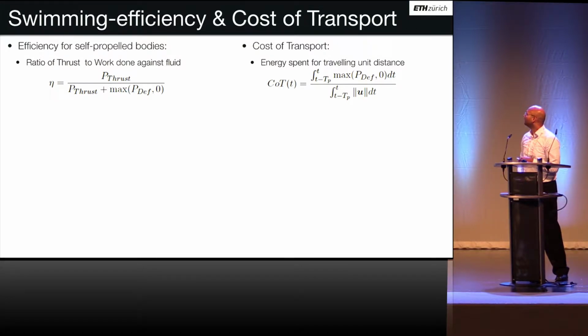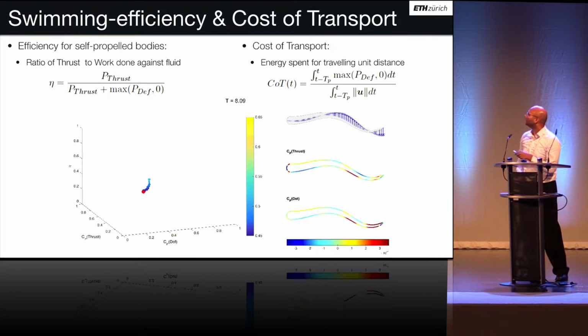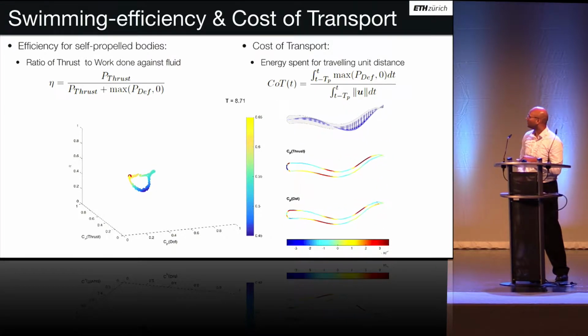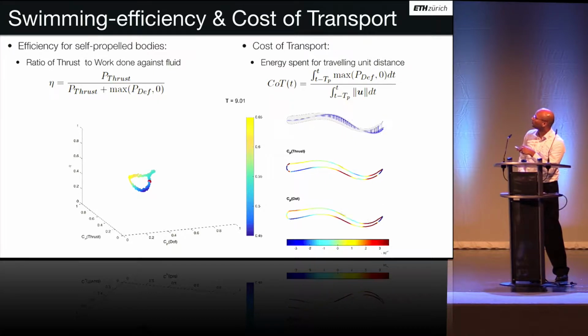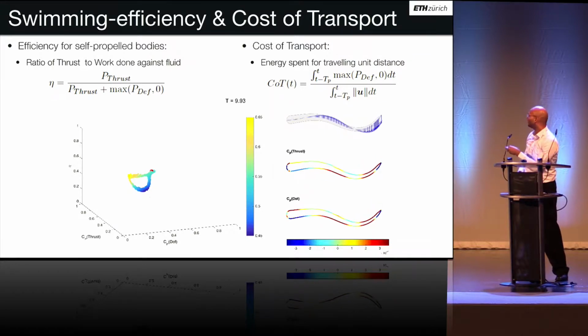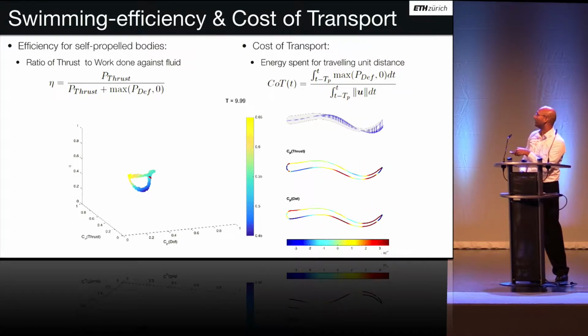Okay, and these quantities keep varying periodically. So here we're looking at efficiency as a function of these two quantities, P thrust and P def. And as the fish keeps beating its tail, the efficiency keeps going down and up. And we know how to do these steady swimming cases quite well. How do we jump to an intermittent form?